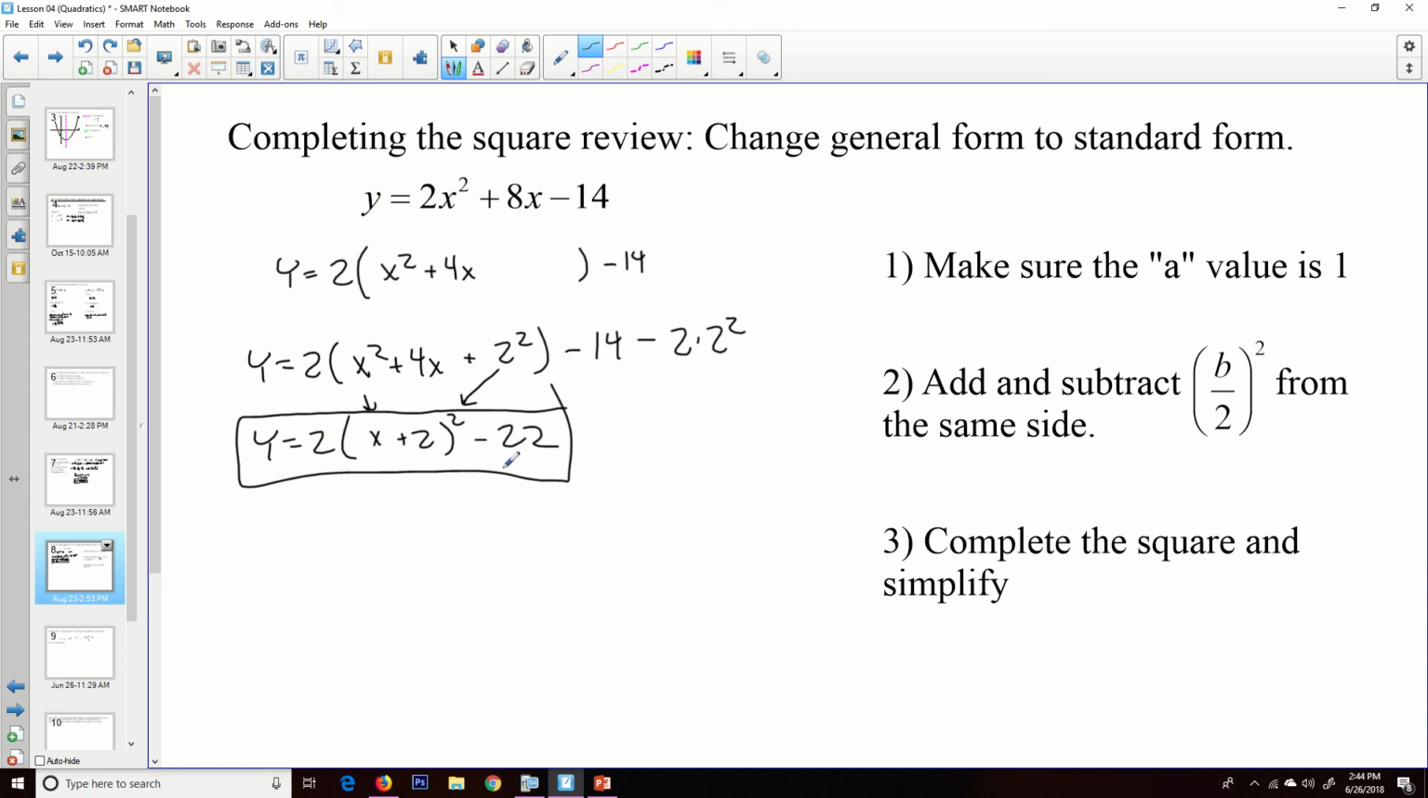And so we could read a lot from that. Our vertex would be negative 2, negative 22, which works. And then we could find our y-intercept by letting x equal to 0.